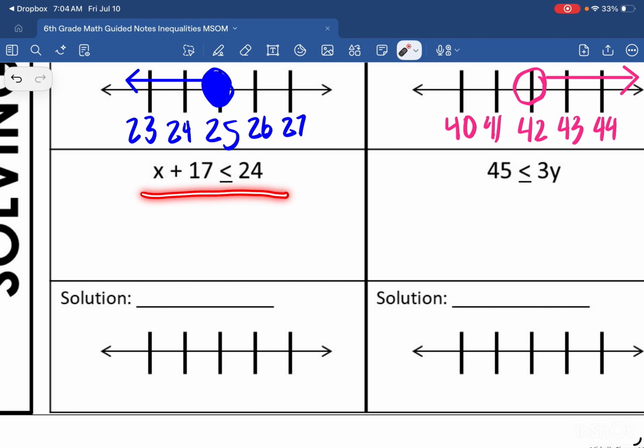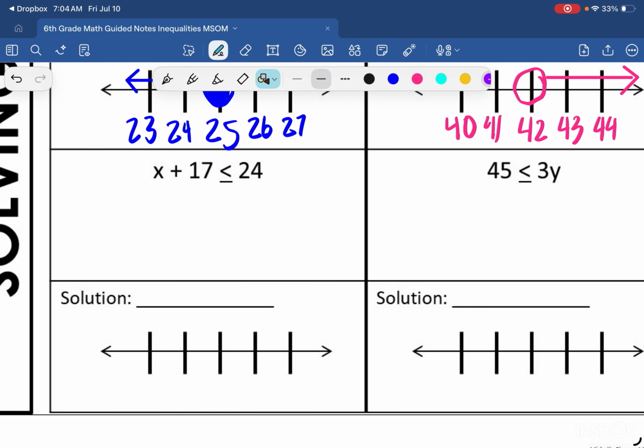x plus 17 is less than or equal to 24. So I'm going to minus 17 from each side to get my x by itself. So now it says x is less than or equal to 24 minus 17, which is 7. So my solution is x is less than or equal to 7.